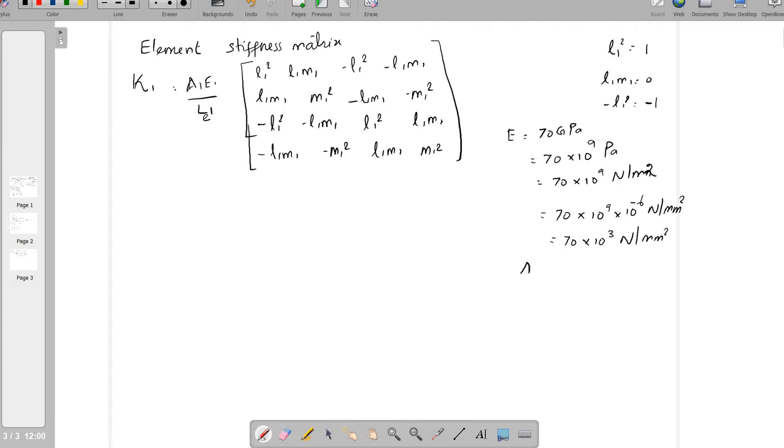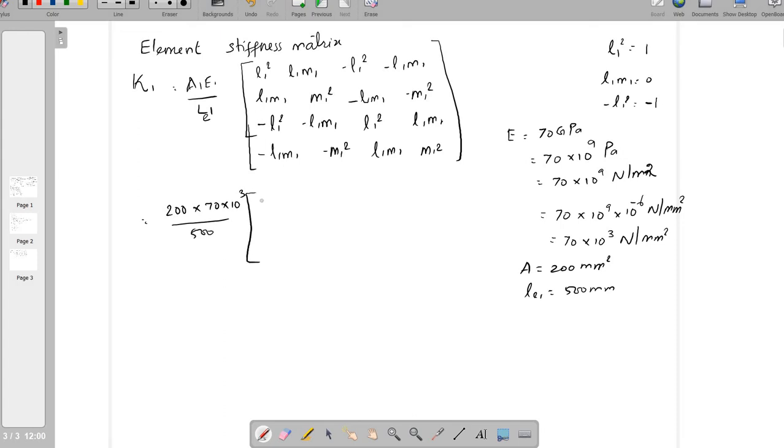Area is given as 200 mm square. LE1 we have calculated as 500 mm. So simply substitute in this: 200 into 70 into 10 power 3 by 500. We can fill the value.